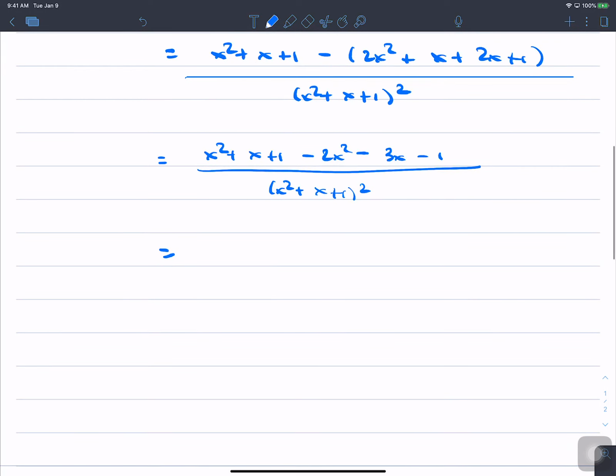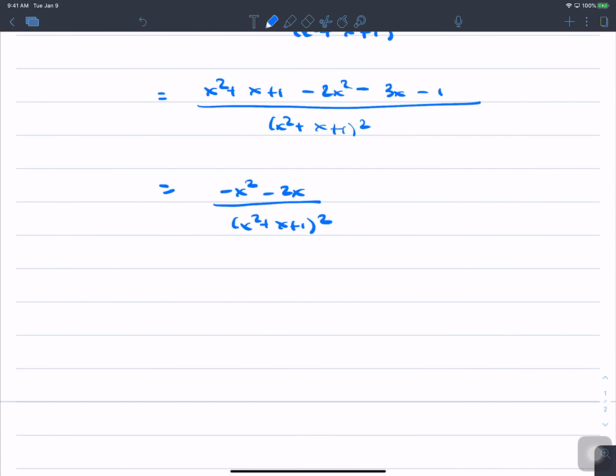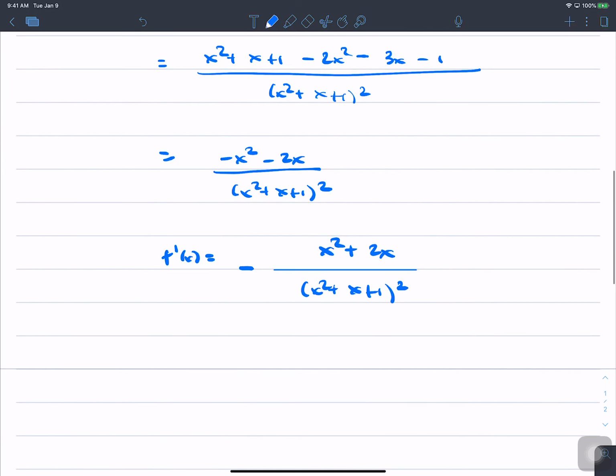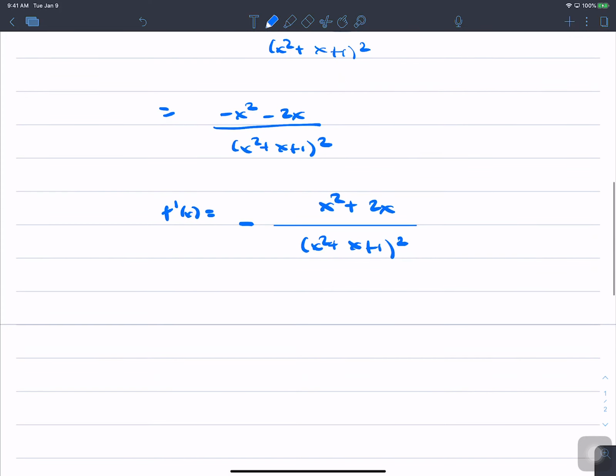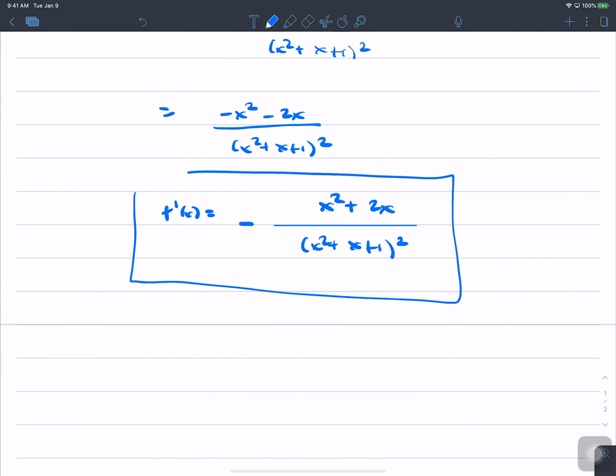So let's see what we get here. Minus x squared minus 2x. All right, let me double check. Yeah, it looks like this is what we get. So I'm going to factor out that negative 1. So we're going to get f prime x going to be negative x squared plus 2x over x squared plus x plus 1 squared here. So here's our derivative. And this is what we need if we're going to find critical values.